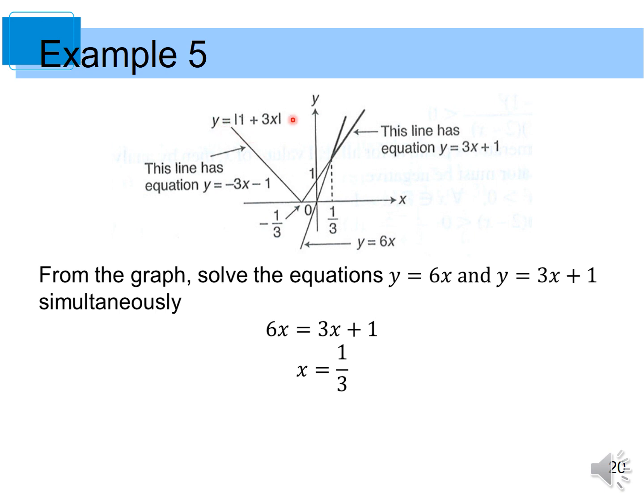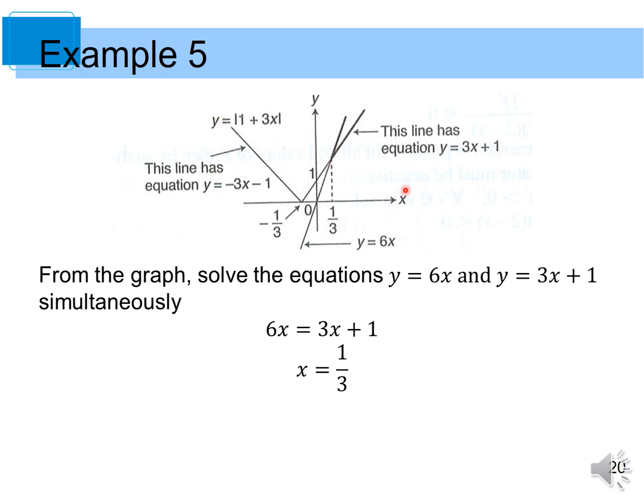So for the original function, modulus of 1 plus 3x is V. And for this line, you see, this line has negative slope. So the equation is y equals negative 3x minus 1. And for this line, the gradient is positive. So the line equation is y equal to 3x plus 1, represent this line.